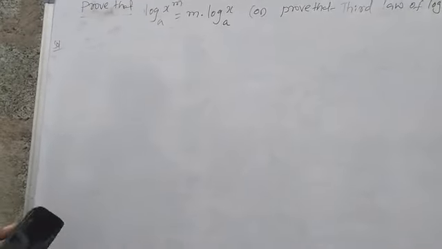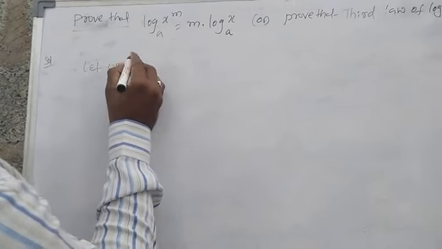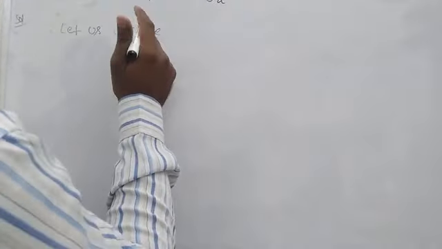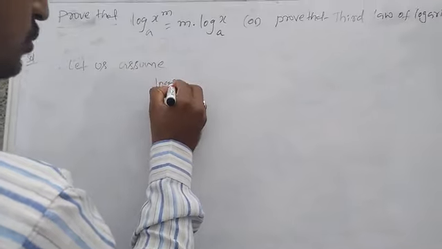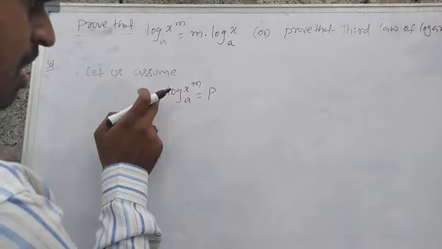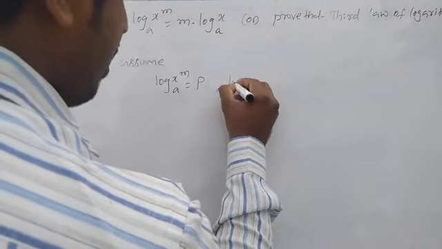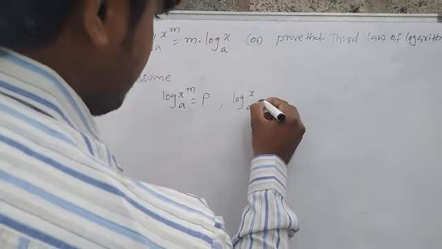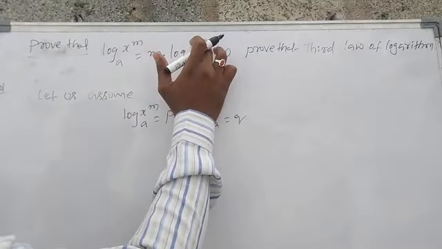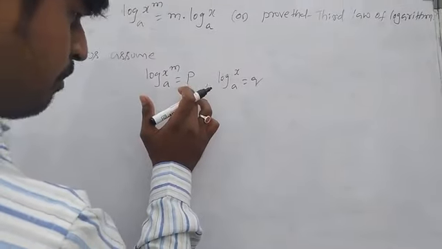Okay ma. If you see the proof, let us assume. What is the left side value? Log of x to the power of m to the base a is equal to p. Next, log of x to the base a is equal to q in the second condition. So that means the RHS value. Log of x to the base a, if you assume q, and log of x to the power of m to the base a, if you assume p.